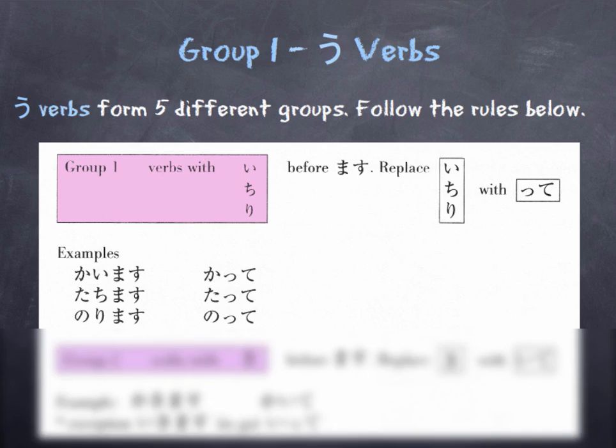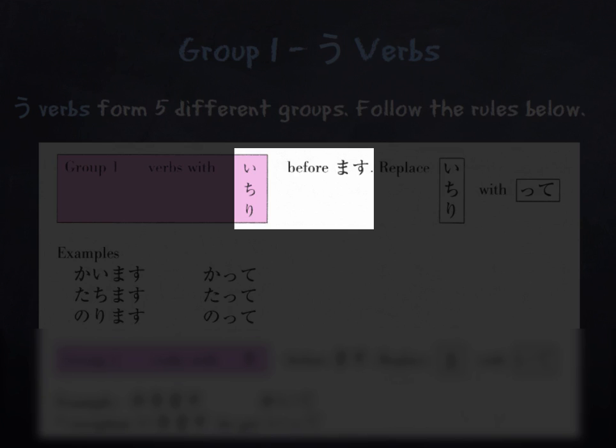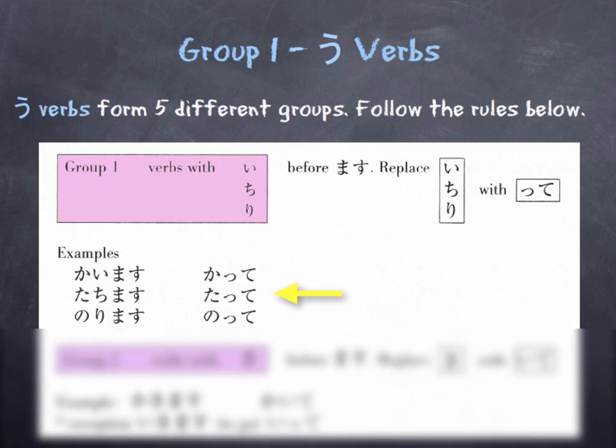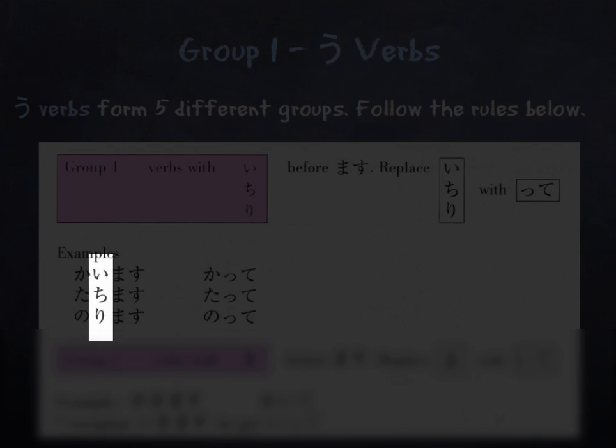So Group 1 verbs with i, chi, or ri before masu, what we do is we replace the i, chi, or ri with double te, so a te sound. So for example, kaimasu becomes katte, tachimasu becomes tatte, and norimasu becomes notte. So you can see here that directly before masu is an i, chi, or ri sound.